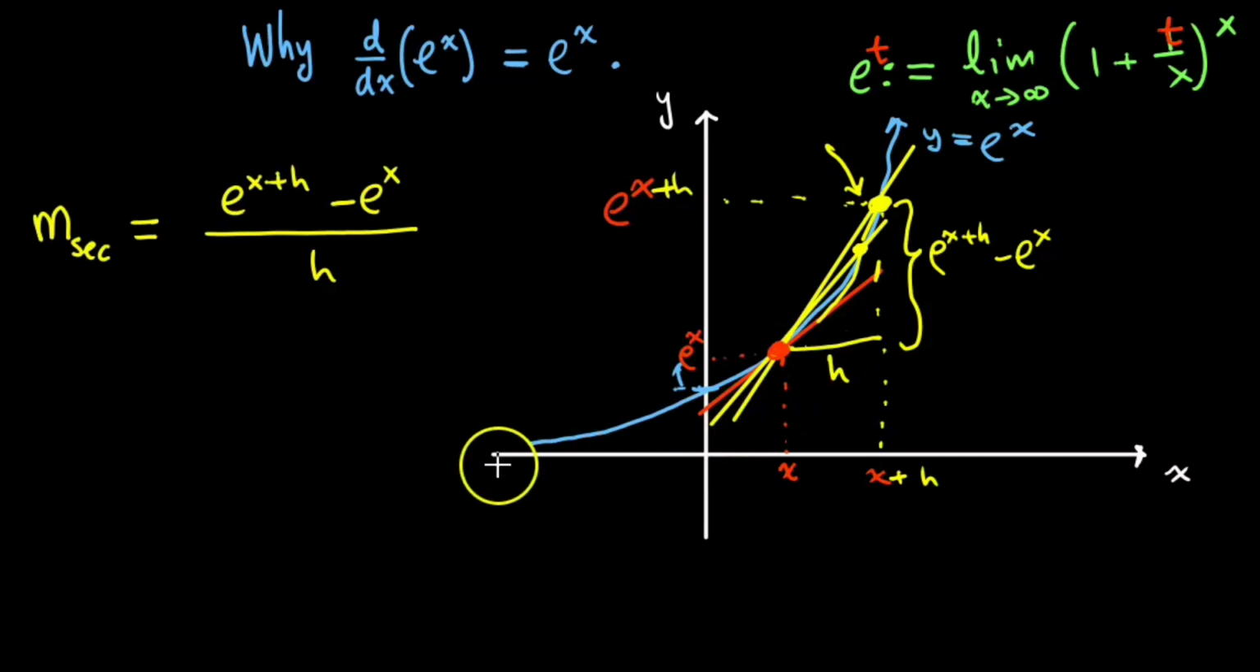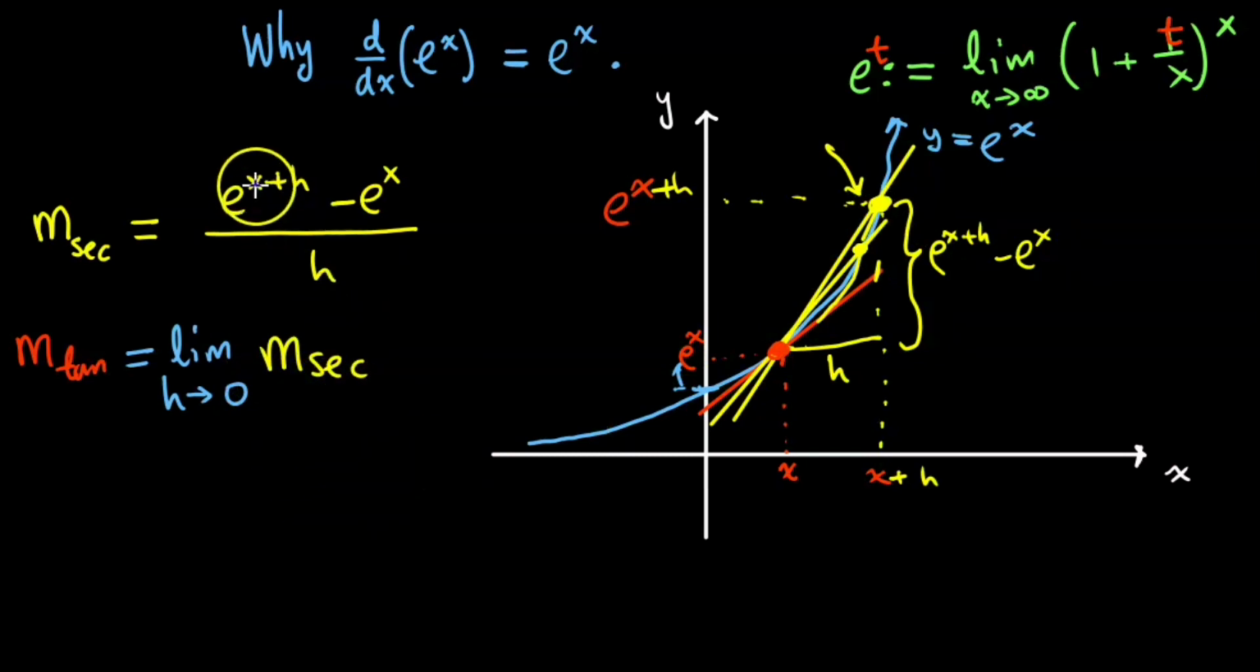Good. So what I'm saying is that the slope of the tangent line, which is the derivative, is what we're looking for, and it is going to be the same thing as the limit as this horizontal distance h approaches 0 of the slope of this secant line.